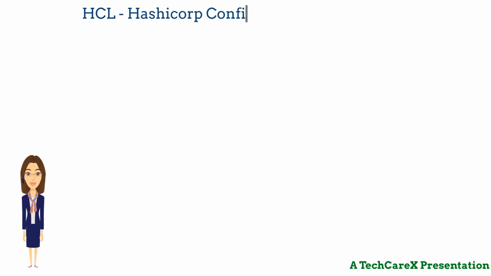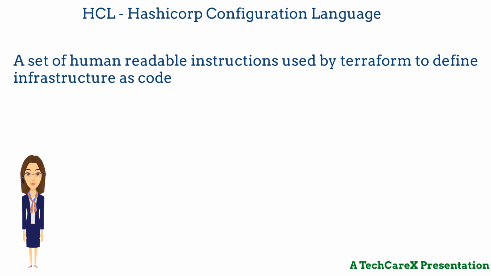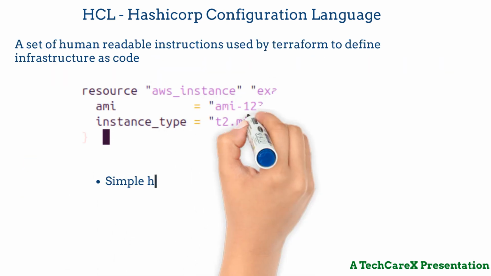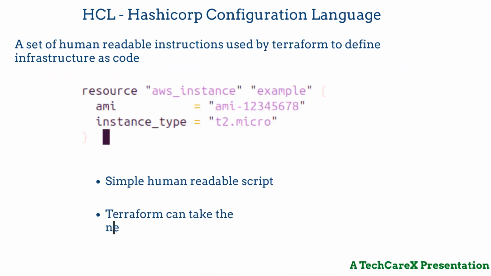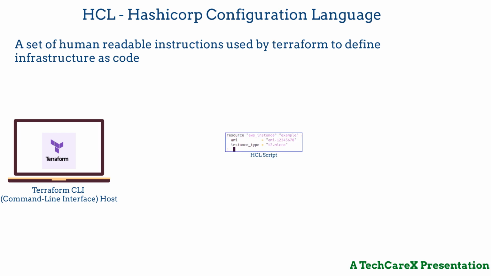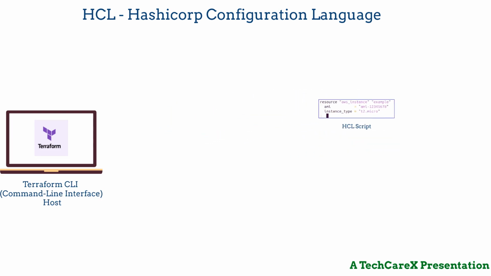HCL, HashiCorp Configuration Language. By definition, it is the language used in Terraform to define infrastructure as code. It's designed to be simple and human-readable, and capable of providing instructions to Terraform to handle anything from a single server to an entire cloud setup.